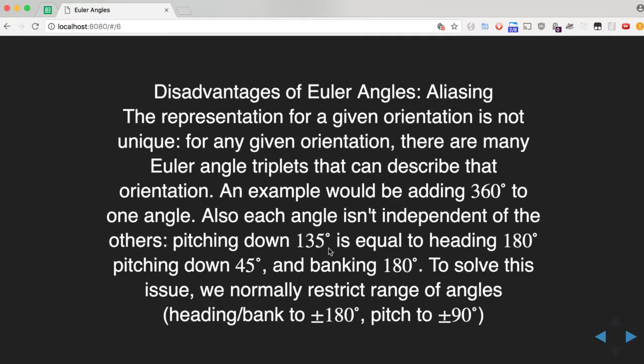And each angle isn't independent of the others. So pitching down 135 degrees is the exact same as heading 180, pitching down 45, and then banking 180. To solve this, what we'll normally do is restrict the range of angles for heading and bank to plus or minus 180, and pitch to plus or minus 90.